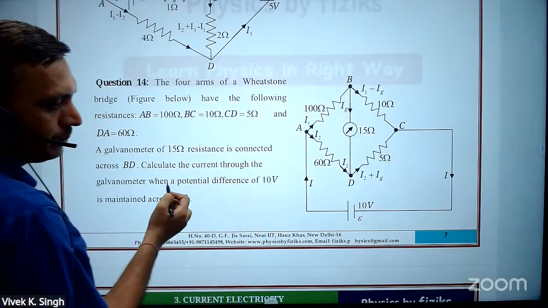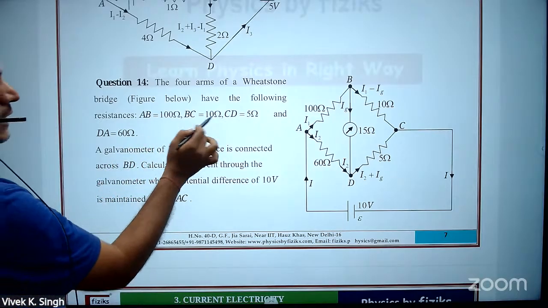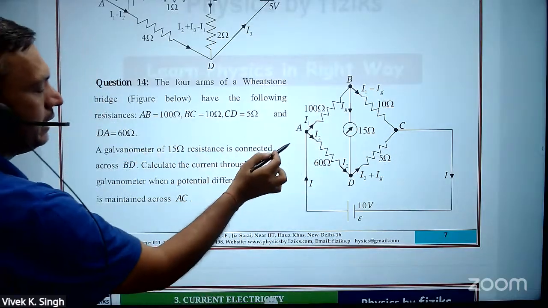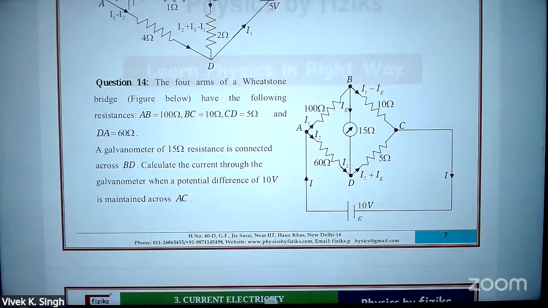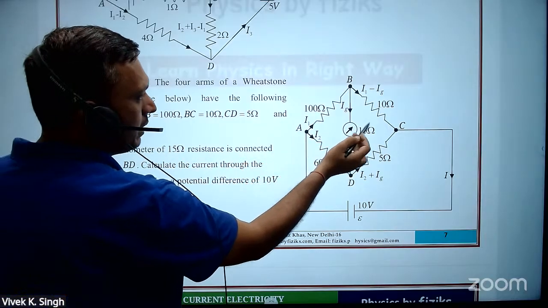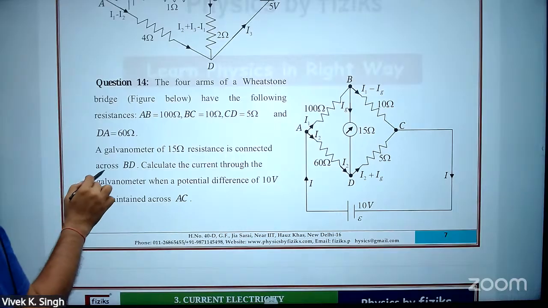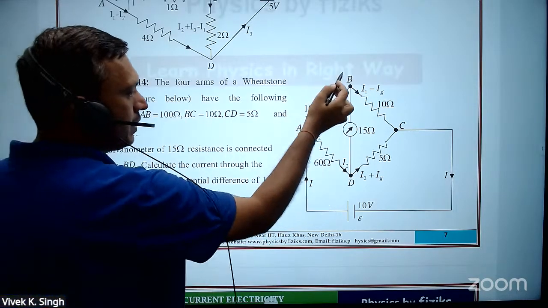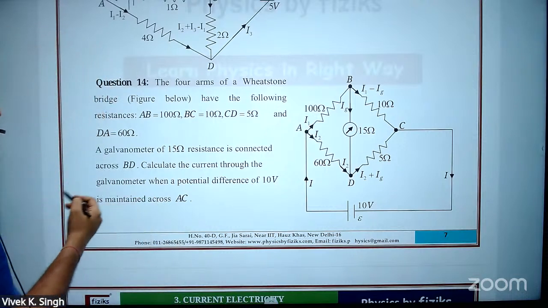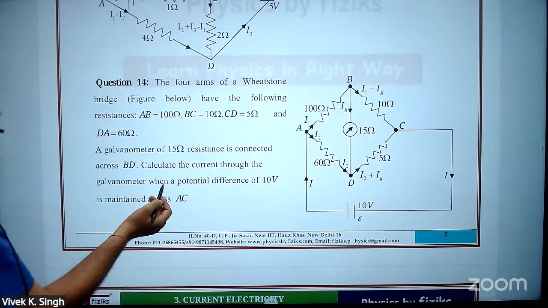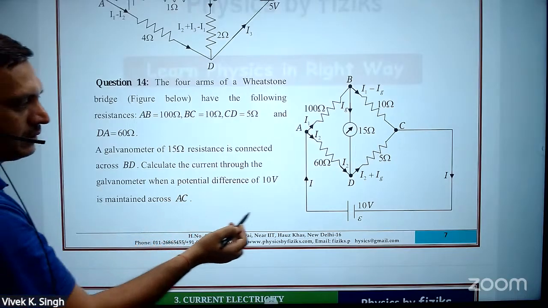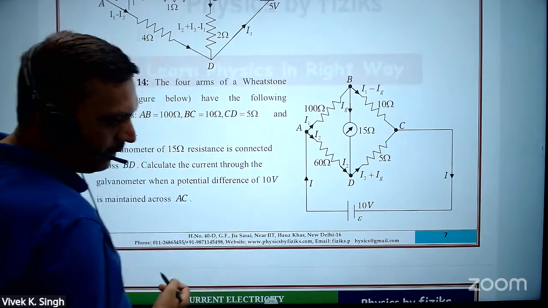AB is 100 ohm, BC is 10 ohm, CD is 5 ohm, and DA is 60 ohm. A galvanometer, whose resistance is 15 ohm, is connected across BD. And this EMF is 10 volt. Calculate the current through the galvanometer when the potential difference of 10 volt is maintained across AC. Is it clear?